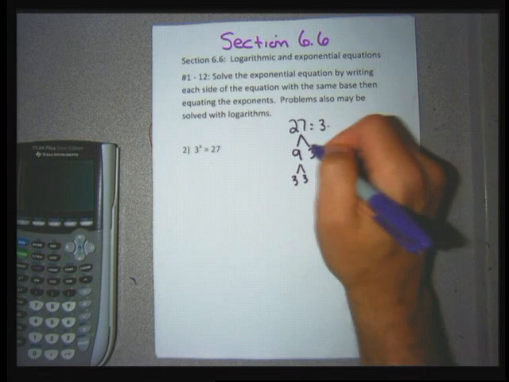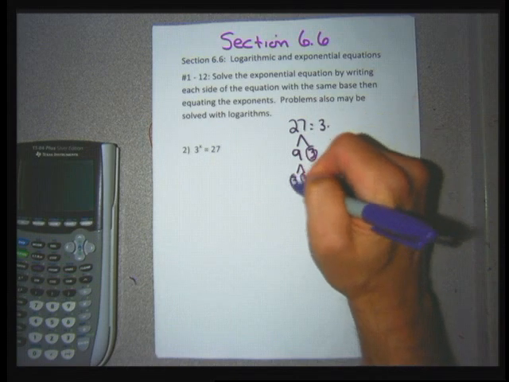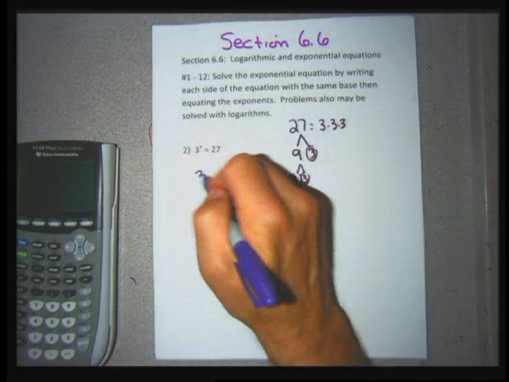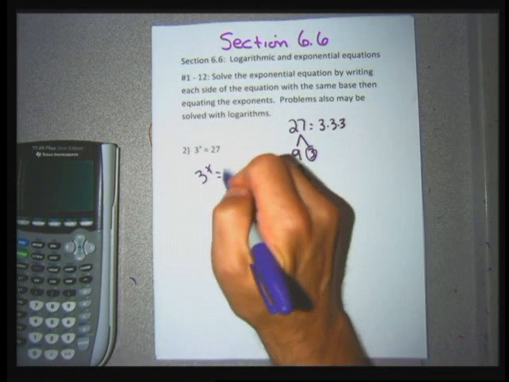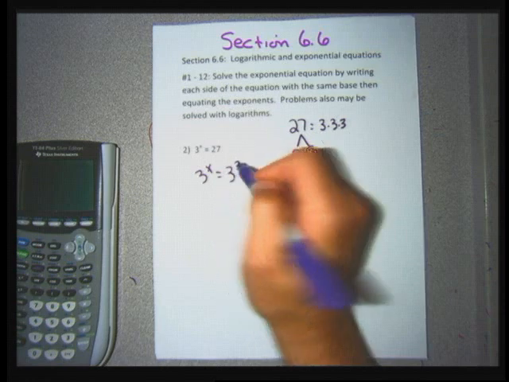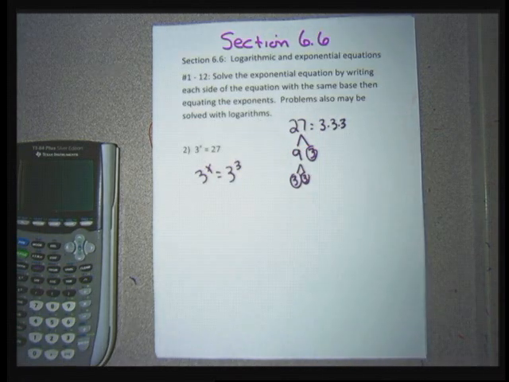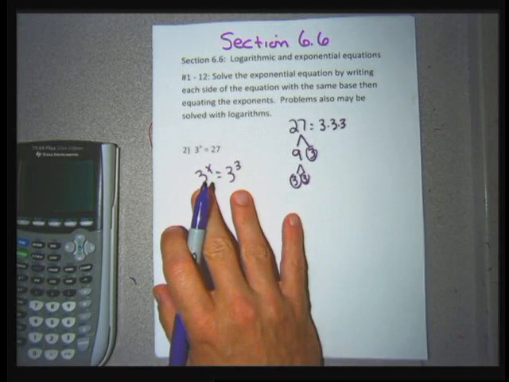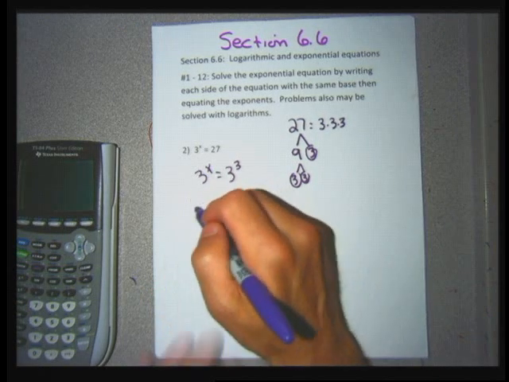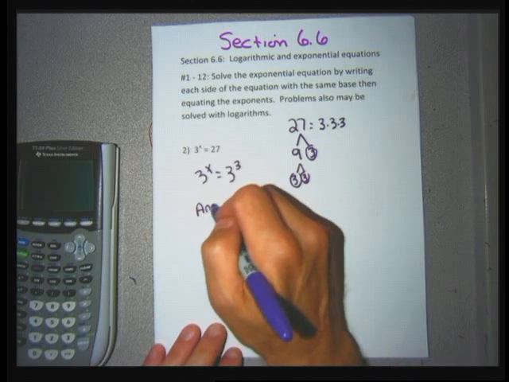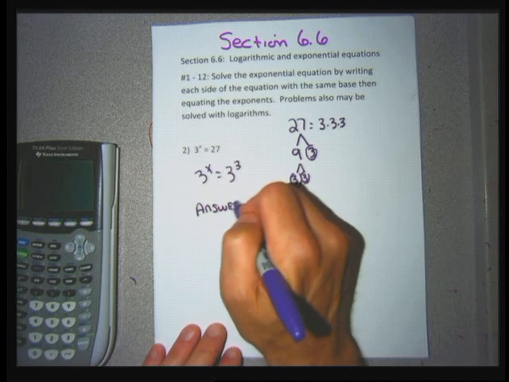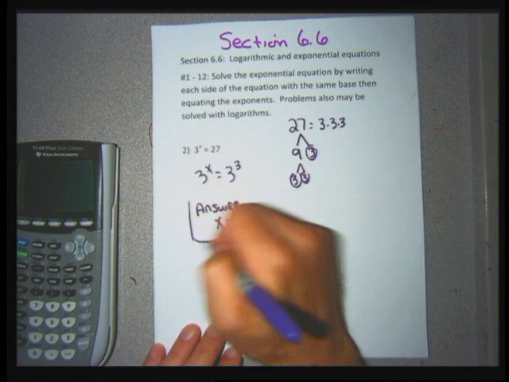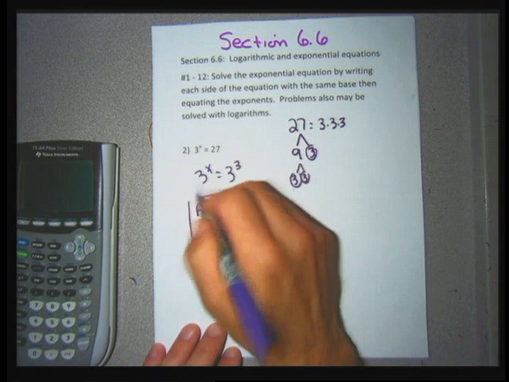Because 27 is equal to 3 times 3 times 3 when I do a prime factor tree, I can rewrite 27 as 3 cubed, and anytime I can set the problem up so I have each side of the equation having the same base, I can drop the bases and equate the exponents. And because the exponent is just a plain x, doing that's going to give me my answer. The answer to problem 2 is going to be x equal to 3.